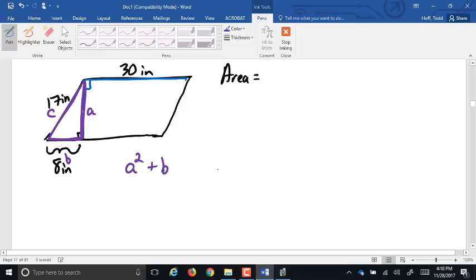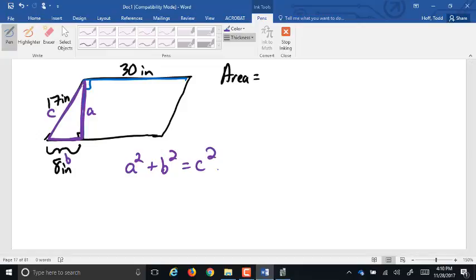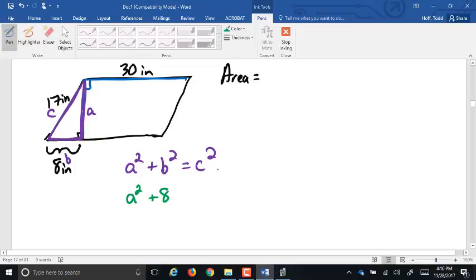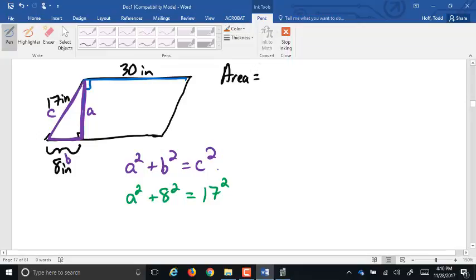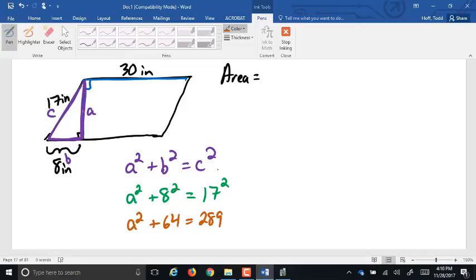So A squared plus B squared equals C squared. I'm going to leave A as what I'm looking for. B is 8, so that's going to be 8 squared, and C is 17 squared. Now, I've used these numbers enough tonight. I don't know why I'm using the same ones for some reason tonight, but you might be able to predict what A is going to be. 8 squared is 64. 17 squared is 289.